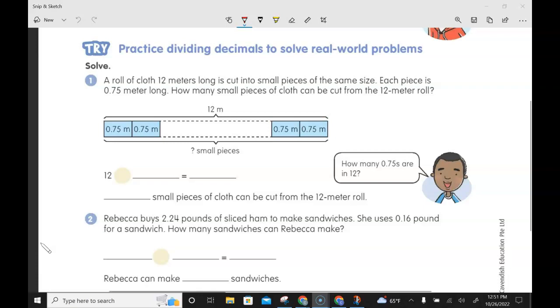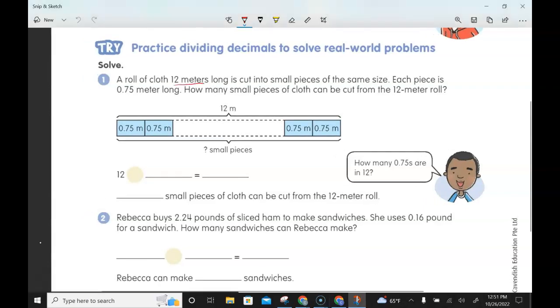Okay, so what we're going to do is we're going to take that 12 meters, and we know it's division. Why do we know it's division? Because this is cut into small pieces. We know how long each piece is, and they're asking us how many small pieces of cloth can be cut from that 12-meter roll. So in other words, how many 75 hundredths can go into 12? If it were just to say that there's a roll of cloth 12 meters long, you take 75 hundredths of a meter off of it, how much is left? That would be subtraction. But since they're being cut into small pieces, and you have to figure out how many pieces can be cut, that means it's going to be a division problem.